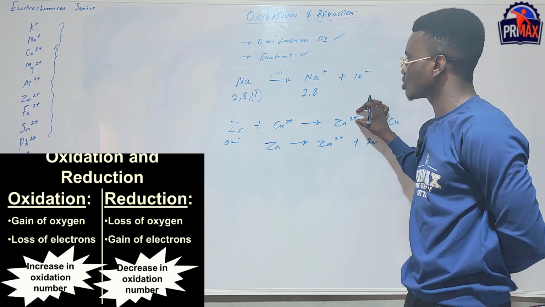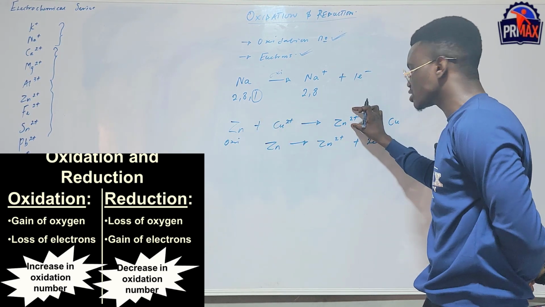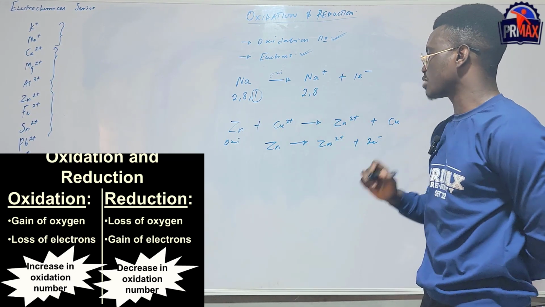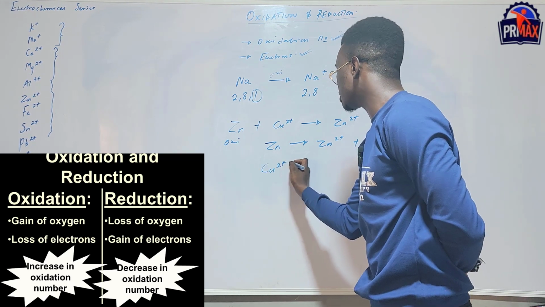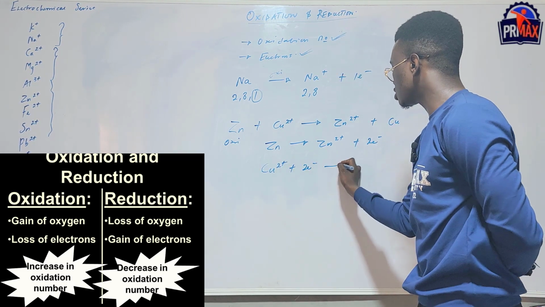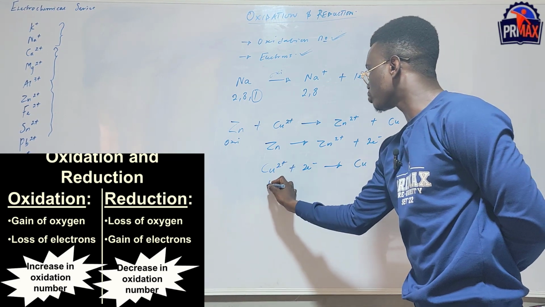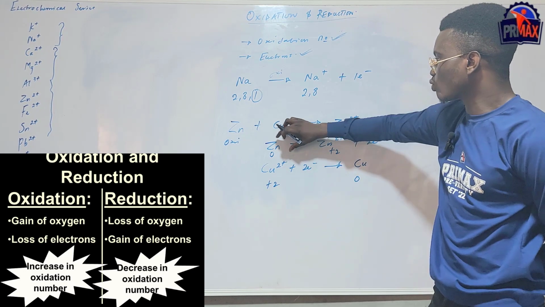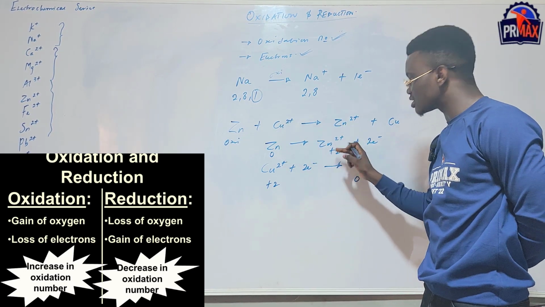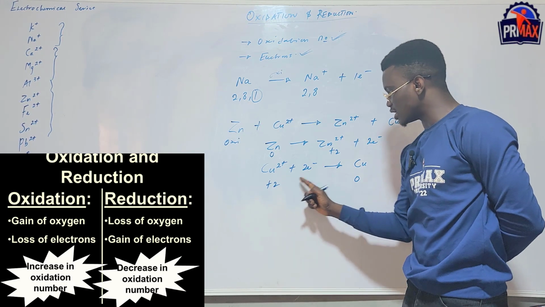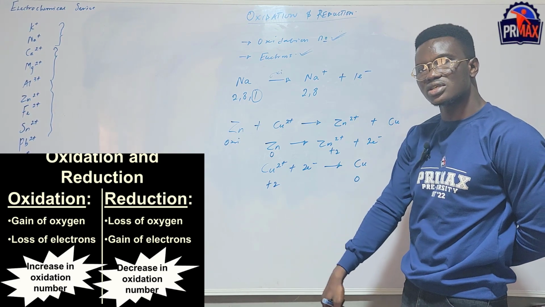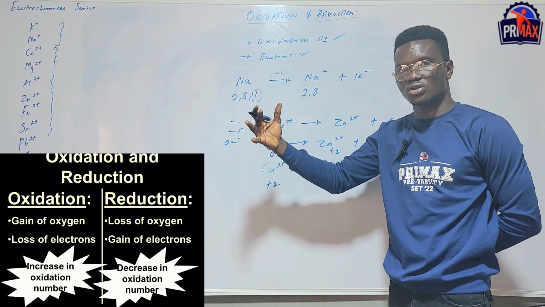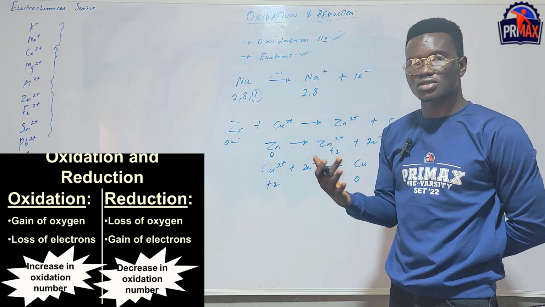So the oxidation number of zinc has increased from 0 to +2. While that of copper has gone from +2 to 0. What happened to copper? Copper actually gained the 2 electrons that was lost by zinc to give us copper solid. So this one is going from +2 to 0, while this one is going from 0 to +2. So you will see that the one losing electron has an increase in oxidation number, while the one gaining electron has a decrease in oxidation number. So generally, oxidation is defined as an increase in oxidation number, and it is also defined as loss of electron.